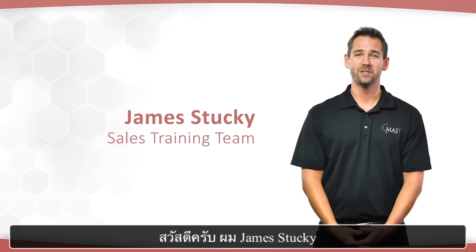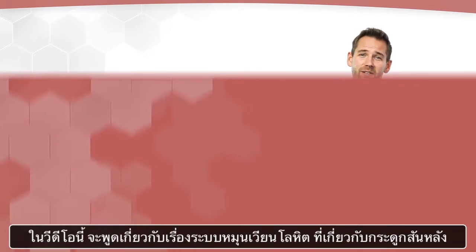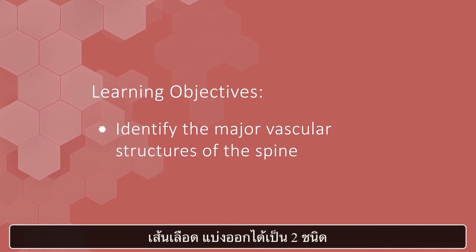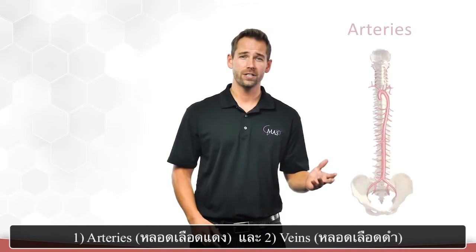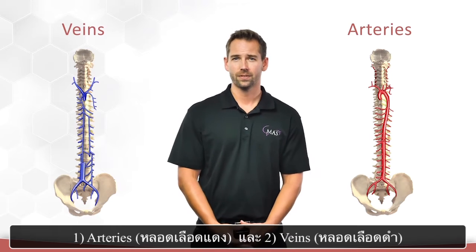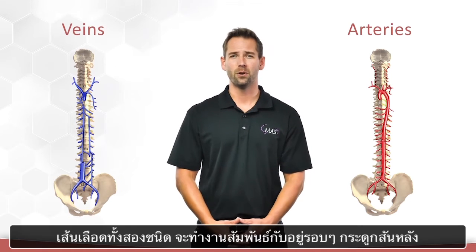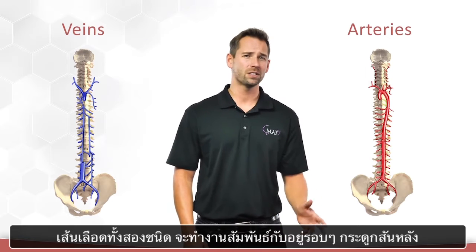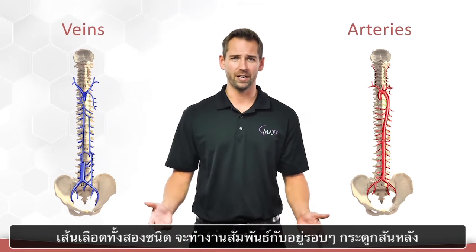Hi, I'm James Stuckey. In this video, I'm going to talk to you about the major vascular structures of the spine. Vascular structures are divided into two groups, arteries and veins. The arteries and veins together form a complex vascular tree with multiple branches reaching the smallest and farthest areas of the human body.